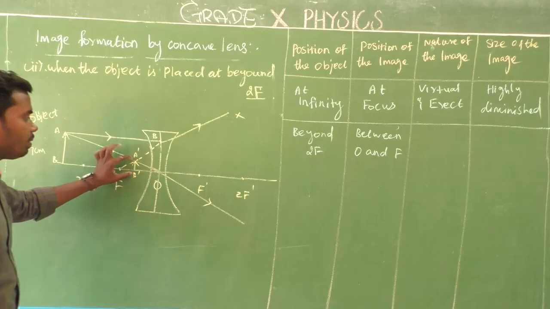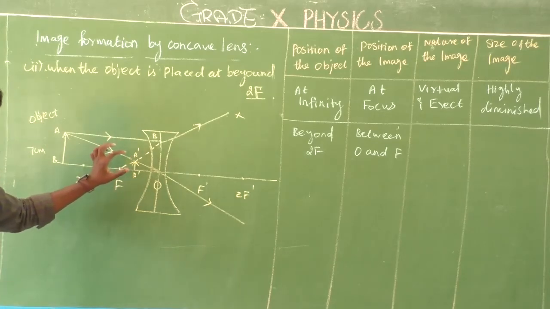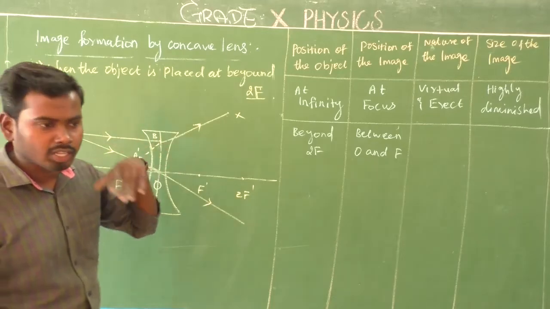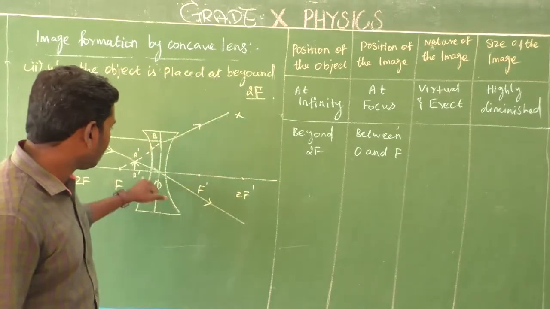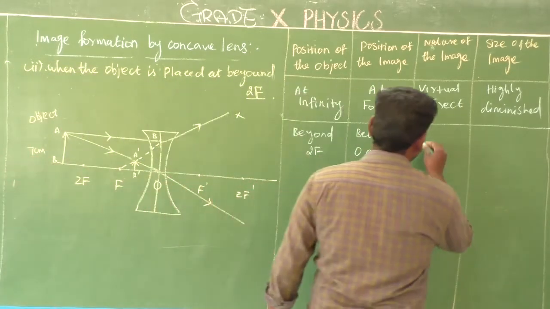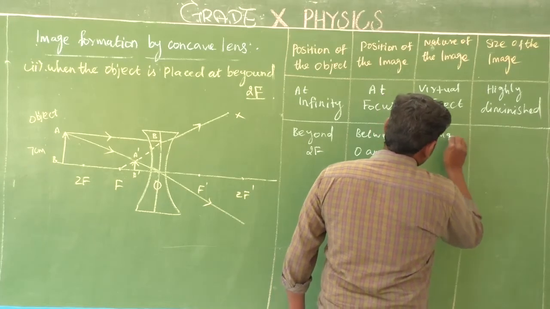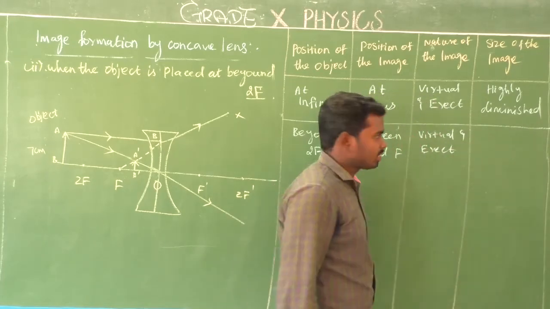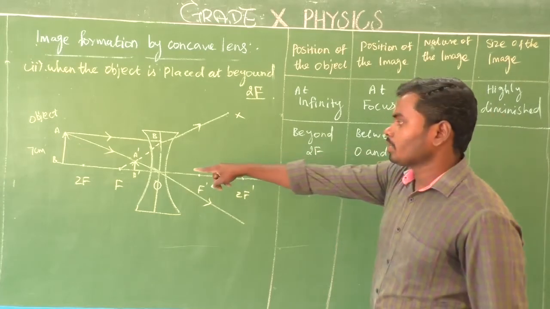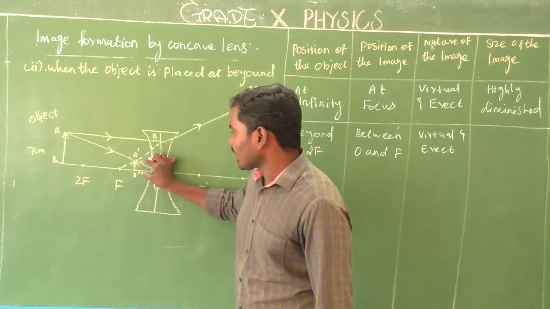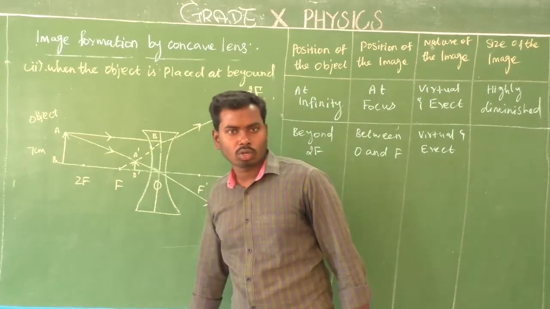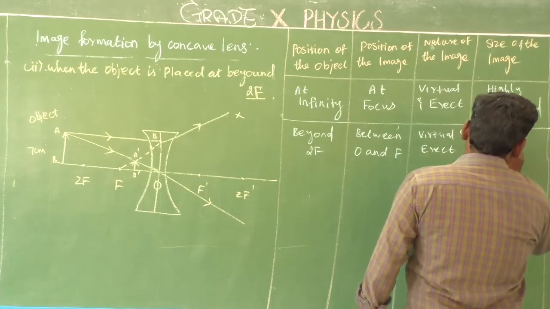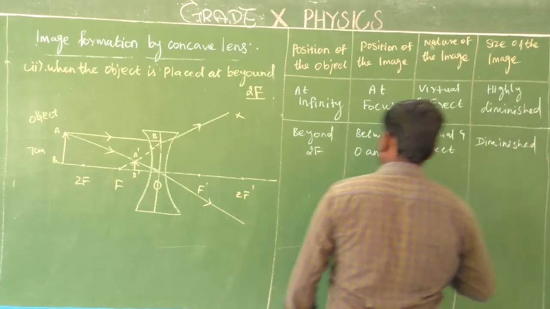Then what is the nature of the image? Whether it is a real image or virtual image, that is a virtual image, because the image forms above the principal axis. So this is a virtual and erect image, because all virtual images are erect images. Next, what is the size of the image? That is diminished, which means the size of the image is smaller than the size of the object. So the size is diminished. That's all. The second case is completed.